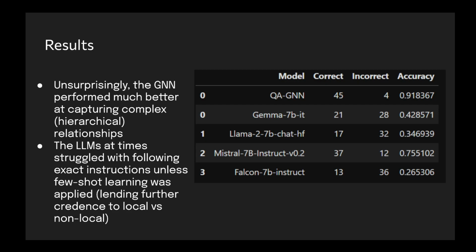Well, I guess you can say it's because Mistral instruct seems to have the most instruction following behavior, just from my own experiments. Falcon is the oldest out of these. What I found very fascinating, and honestly kind of not surprising, about Gemma and Llama is that they actually struggled with following the exact instructions unless few shot prompting was applied, which lends further credence to the whole local versus non-local idea.